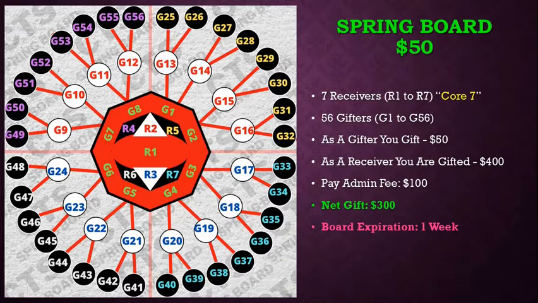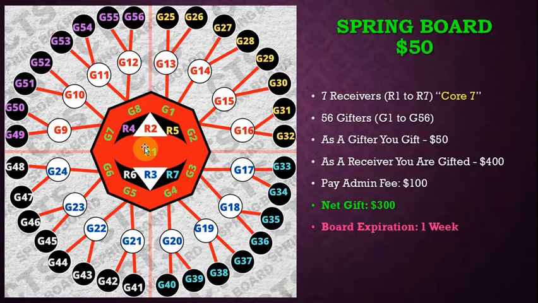Right, and as you can see here, the gift for this board is $50. Now over to the left where you see this picture here, it might seem a bit overwhelming, but it's not. I'll break it down for you. Alright, so we have R1 to R7, R1, 2, 3, 4, 5, 6, and 7. This is what we call the core 7, and these are the 7 receivers. These are the people that would be receiving gifts on this particular board.